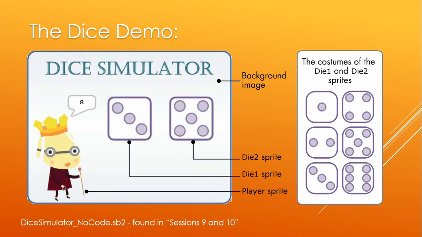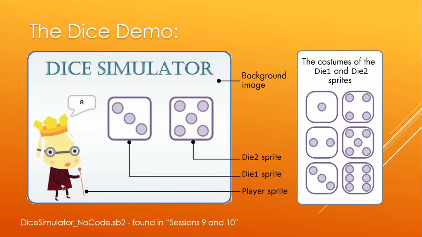But at the same time, remember that a die is a random thing. So we're going to create two random variables, and then using those values we're going to set the costumes for the dice as they spin. If you go to your memory flash drive and go to sessions 9 and 10, you'll find the dice simulator no code. Just open that one now.